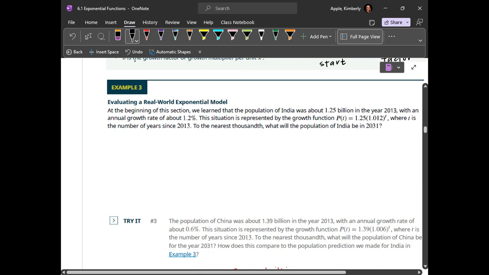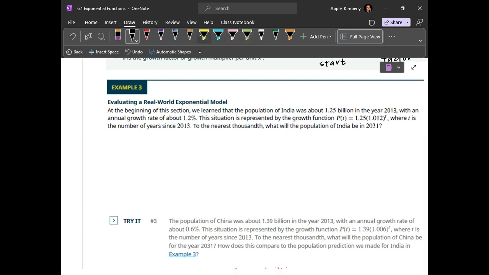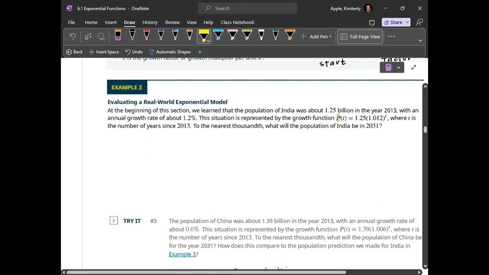So here's a lot of words. Let's read them. So the population of India is about 1.25 billion in the year 2013, with an annual growth rate of about 1.2%. This situation is represented by this growth function. So look, if you just keep reading all the words, you'll see that they already gave you the function. You don't even have to write it. And then it defines t as the number of years since 2013.